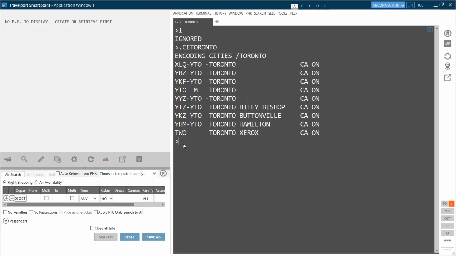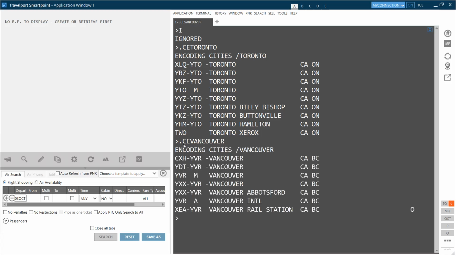So what you will do? First, you have to check the city code. .ce Vancouver, and you will press enter. You've seen YVR, then put YVR in the code. Is it clear to you? Okay. So .ce Vancouver, clear. This is the city code, number 1.